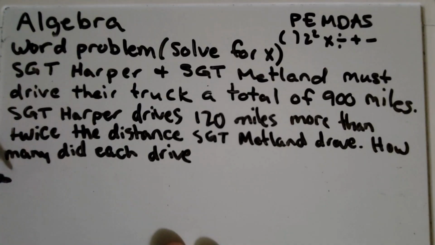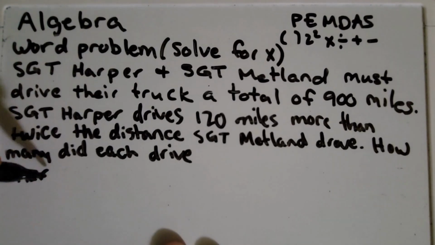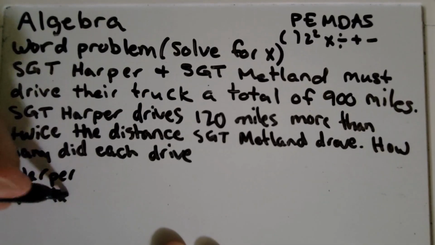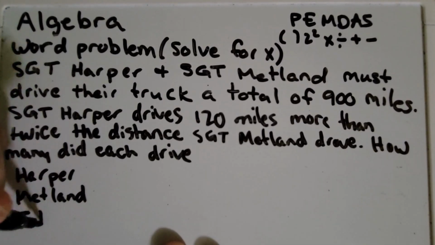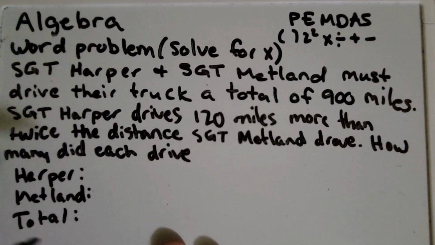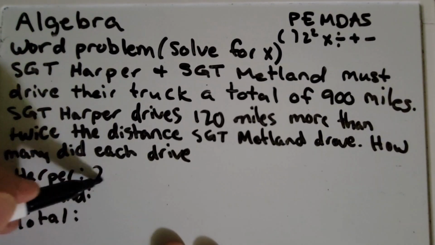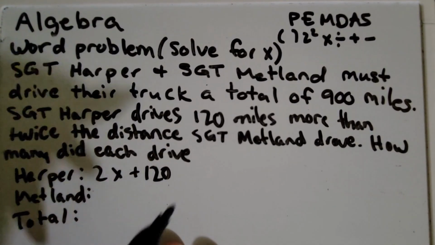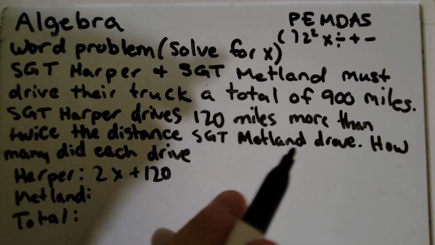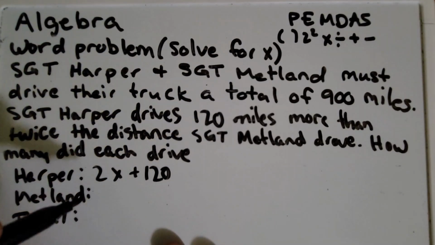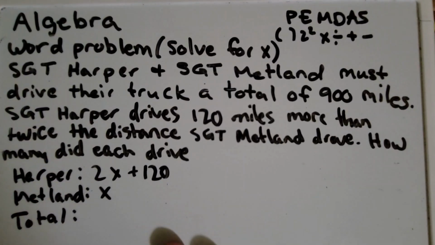So we got Harper, we have Metlin, and we have total. So we know Harper is going to be driving 2 times plus 120 miles more, because it says drives 120 miles more than twice the distance. We know that Sergeant Metlin is just driving the standard, so that's going to be x. We're going to try to determine what x is. And the total is going to be 900 miles.